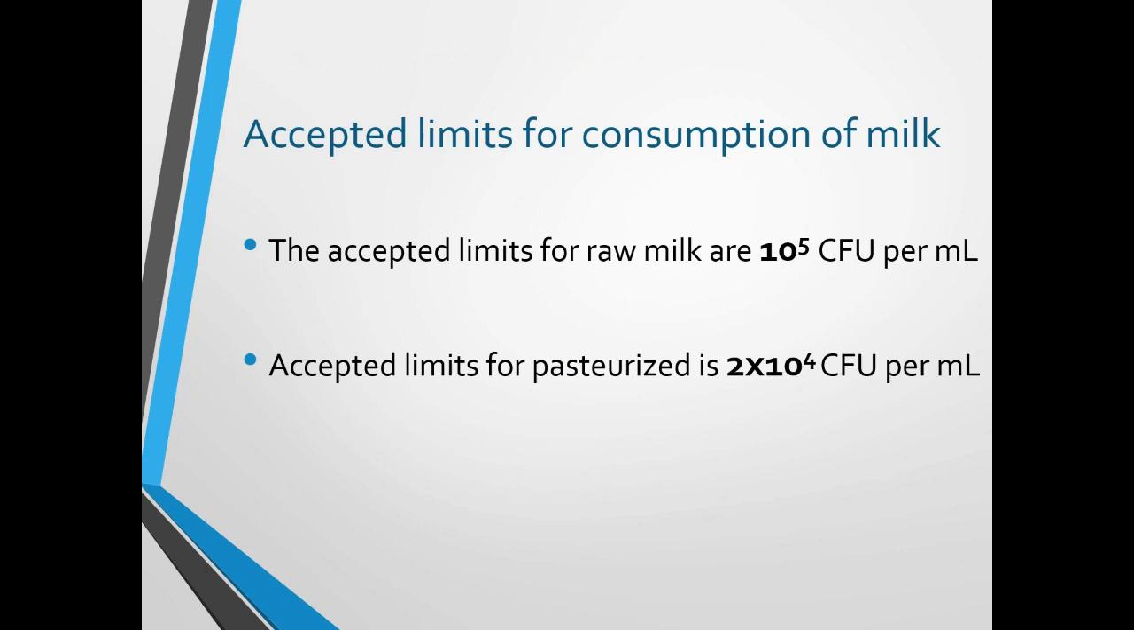These are the accepted limits for consumption of milk. The accepted limit for raw milk is 10 to the power 5 CFU per milliliter, and the accepted limit for pasteurized milk is 2 times 10 to the power 4 CFU per milliliter. So when you calculate the average CFU per milliliter for your raw milk and your pasteurized milk, you can compare the result with these accepted limits.